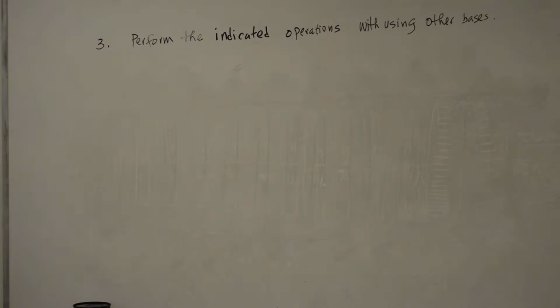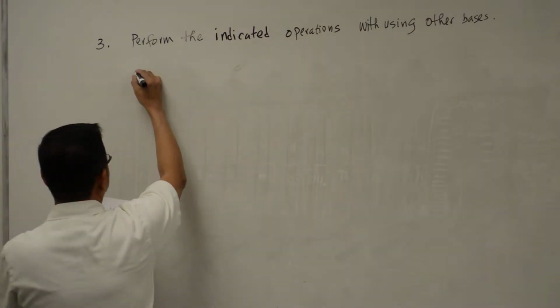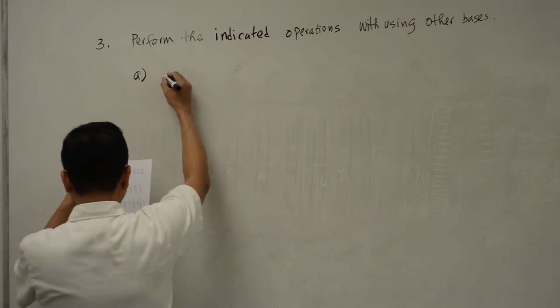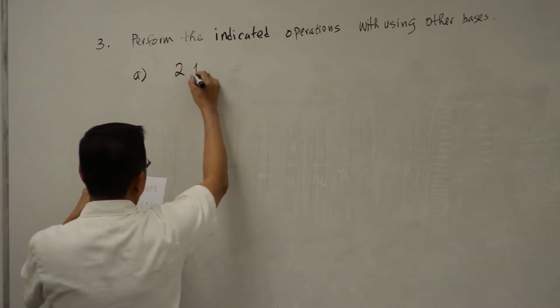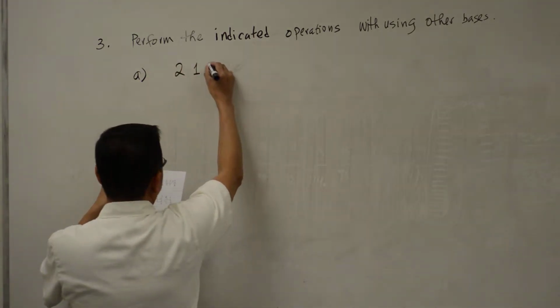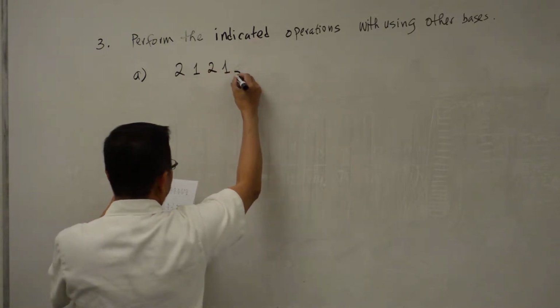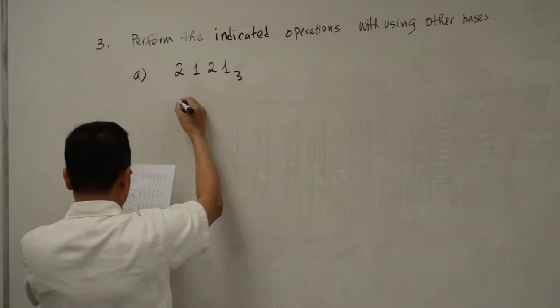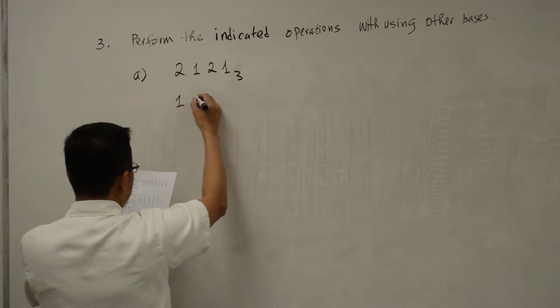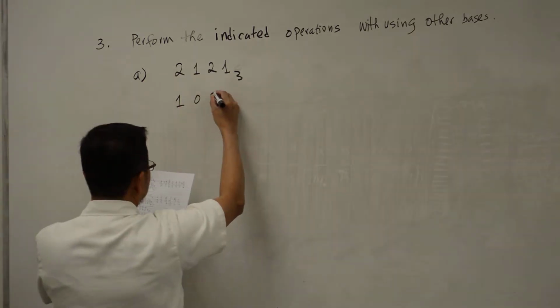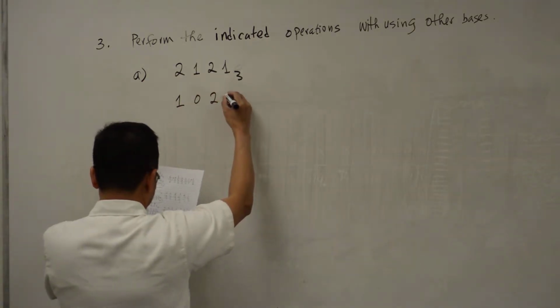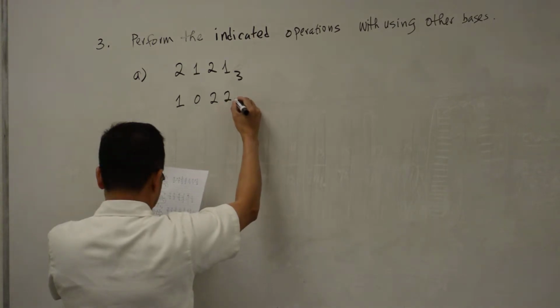So we add or subtract with different bases, not base 10. Okay. Part A: I have 2, 1, 2, 1 base 3 plus 1, 0, 2, 2 base 3.